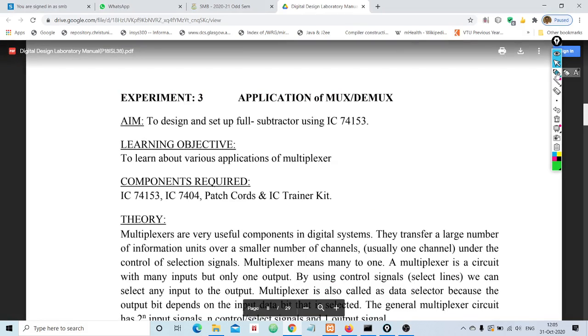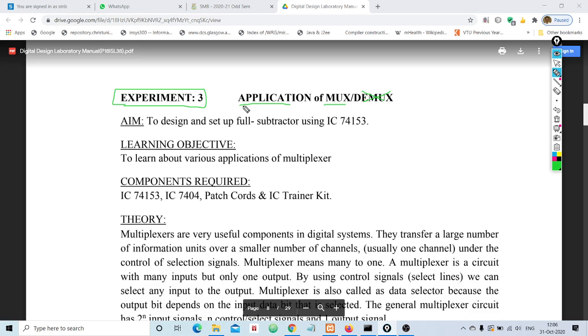Hi one and all, welcome back to the Digital Design Laboratory, and in this video we will discuss experiment number 3, which falls under part A. Part A means, have you remembered, that part A experiments are hardware experiments. The title of this experiment is: we need to show one of the applications of MUX, but we will not touch upon DMUX here. Anyhow, that you will learn in theory classes.